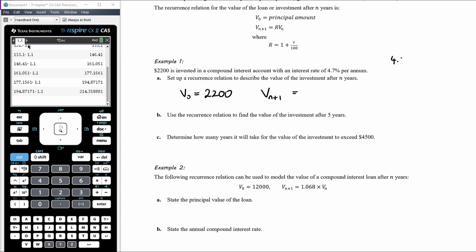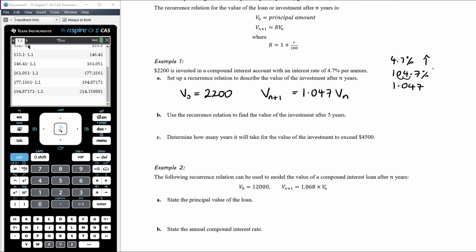So for me, I would do it this way, a 4.7% increase in my head. I end up with 104.7% of what I started with. Percent means divide by 100, that is 1.047. So I'm multiplying by 1.047 every year. So to get from 1 year to the next year, I need to multiply by 1.047.